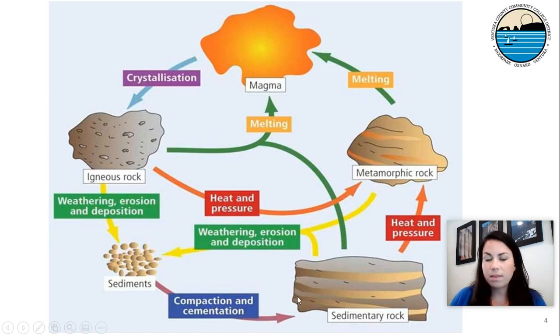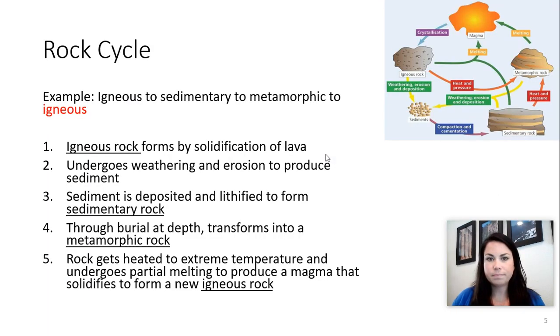We can circumvent this part of the process here when an igneous rock undergoes heat and pressure and turns into a metamorphic rock. A metamorphic rock can be eroded away, and it can form sediments and then undergo compaction and cementation and turn into a sedimentary rock, and so on and so forth. This is the rock cycle. It's the cycle in which rocks change over time. So I just gave an example of that. So let's look at it step by step again.